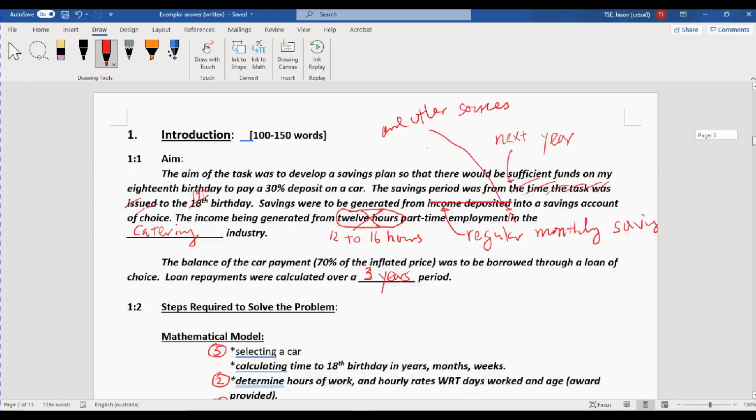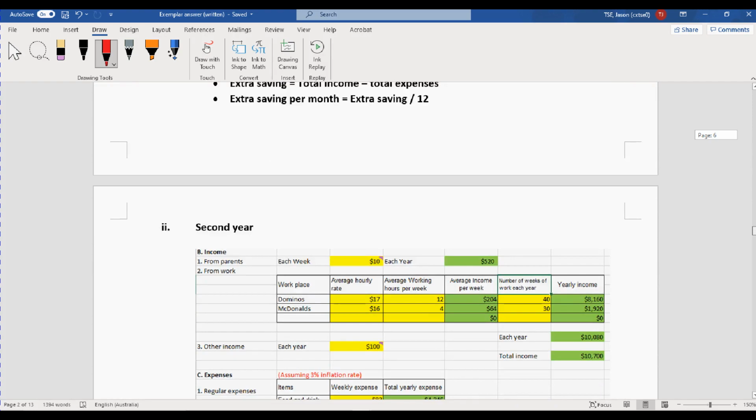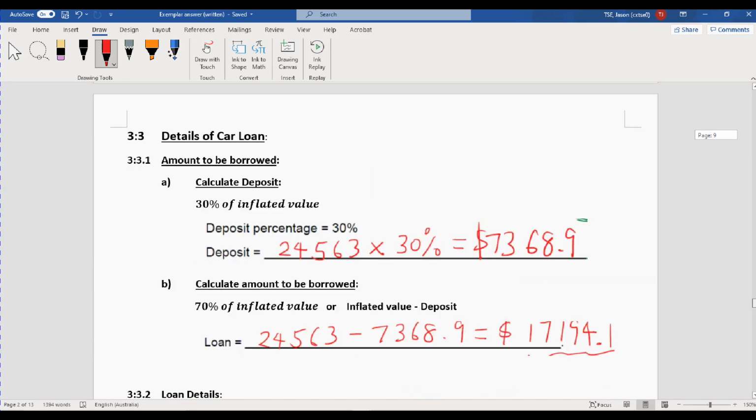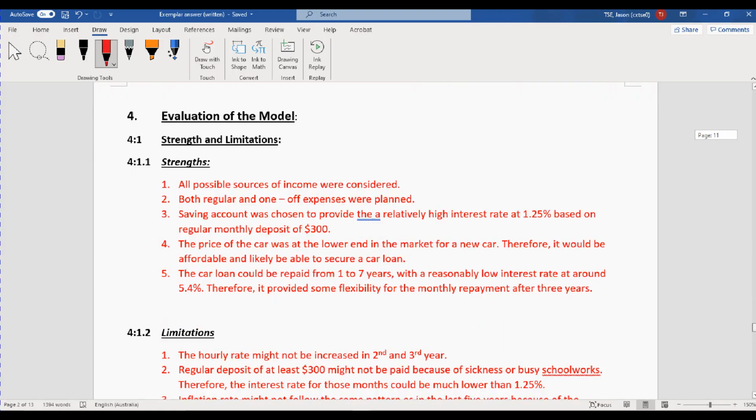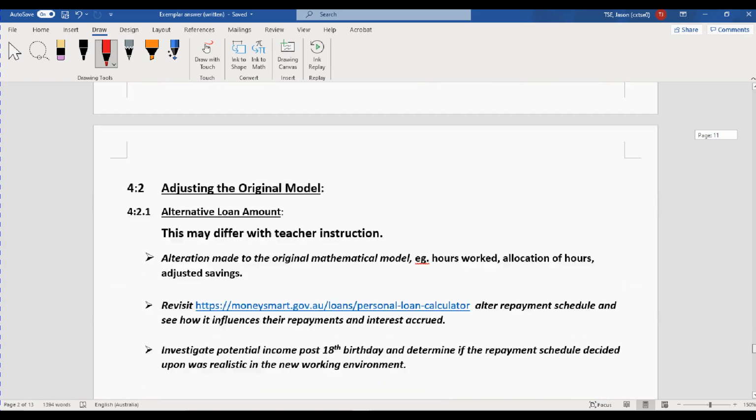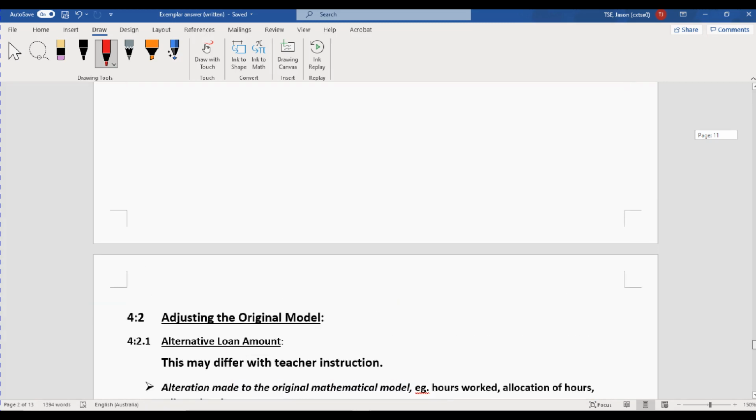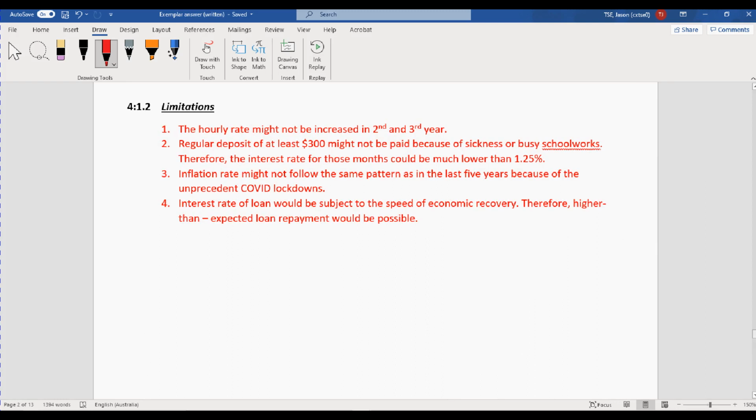Okay, so remember in the last video we've done the strengths and limitation. Okay, so now we're going to do alternative adjusting the original model. So first, let's think about alternative loan amounts. All right, and that could be related to your limitations, right? Because when you say something alternative, that means you think that's something which might not work in your current model, and that has been addressed in your limitations.